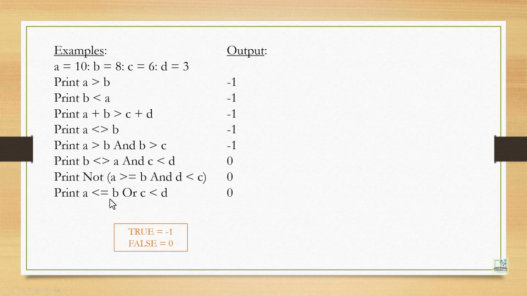Then A less than or equal to B, that is 10 less than or equal to 8, false. Check the second condition, C less than D. That is 6 less than 3, false. The first condition is false, and the second condition is also false. So false OR false means the outcome is false. So instead of false, a 0 will be printed.